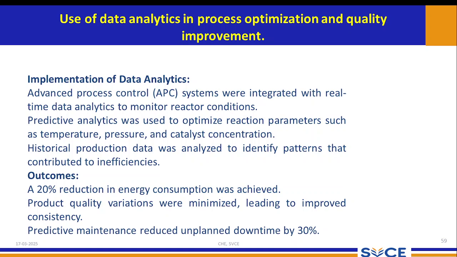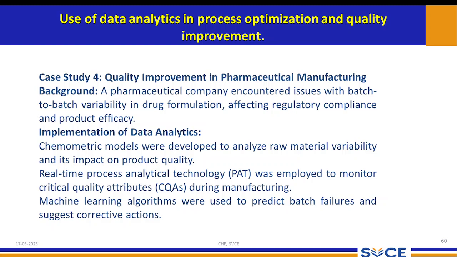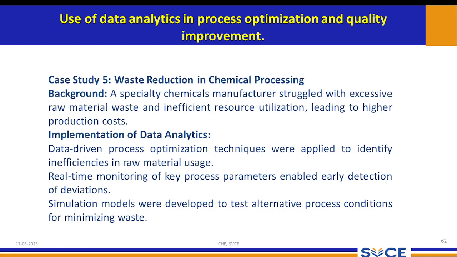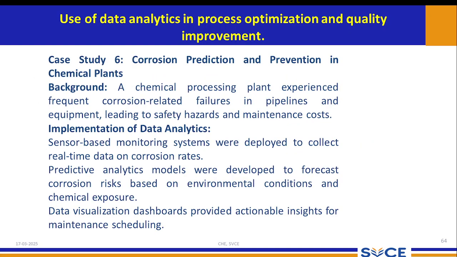Because of implementing this data analytics, they could achieve a 20% reduction in energy consumption. Product quality variations were minimized, leading to improved consistency. Predictive maintenance reduced unplanned downtime by 30%. I will skip case studies 4 and 5, and we will go to case study 6, corrosion prediction and prevention in a chemical plant.